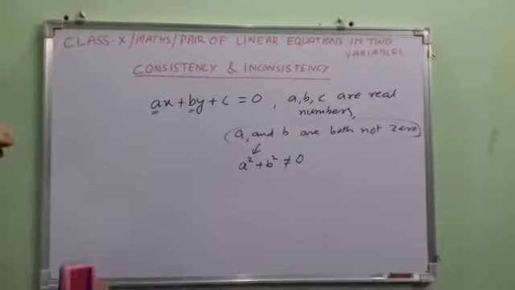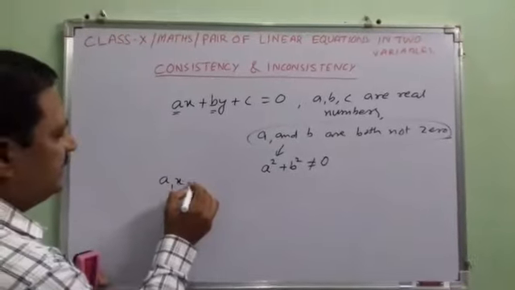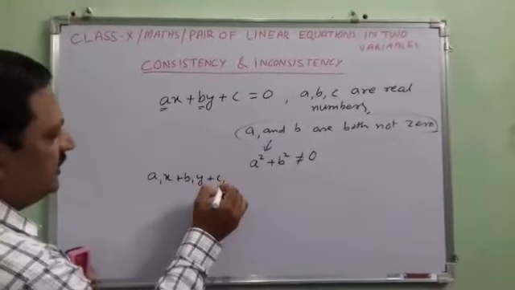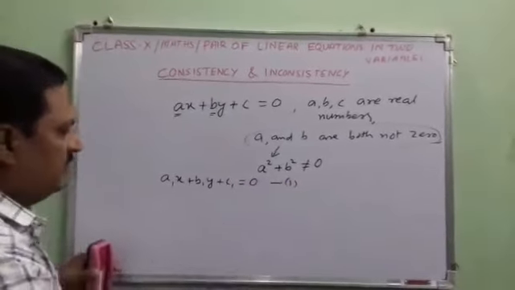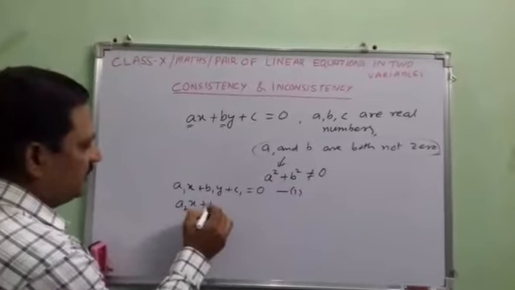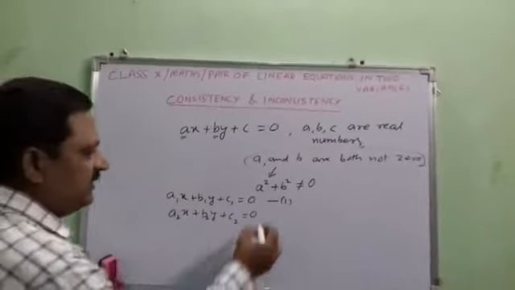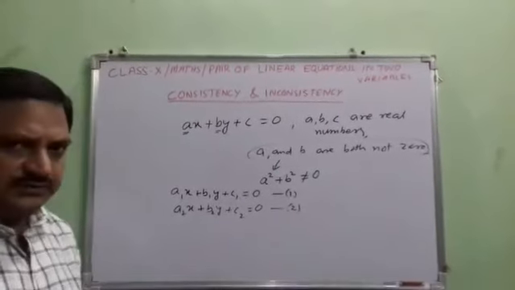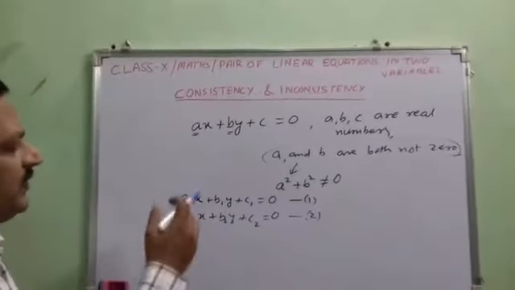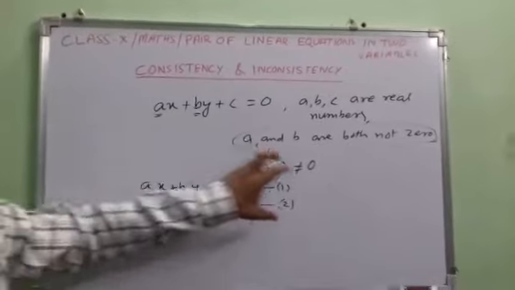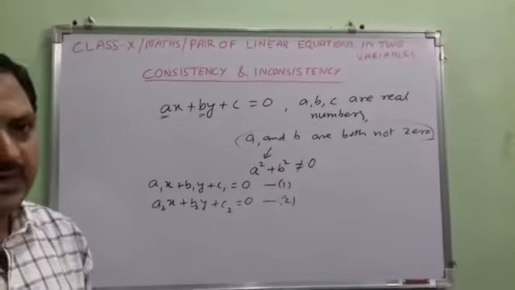And what is a pair of linear equation? That means we are given two equations, a1x plus b1y plus c1 equal to 0. This is one equation. a2x plus b2y plus c2 equal to 0. This is another equation. So this is a pair of equation. And this pair of equation we shall use to solve and find out the value of x and y.